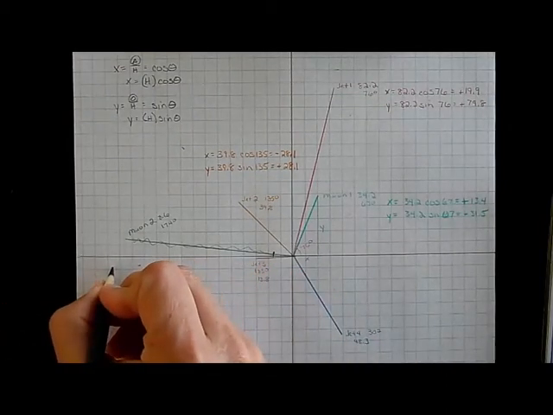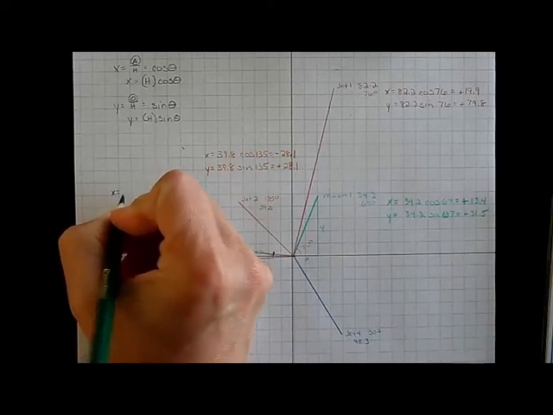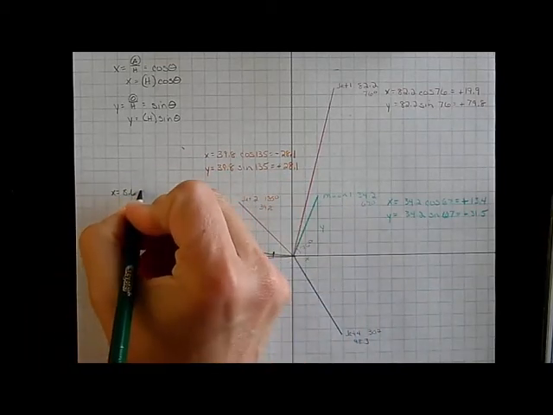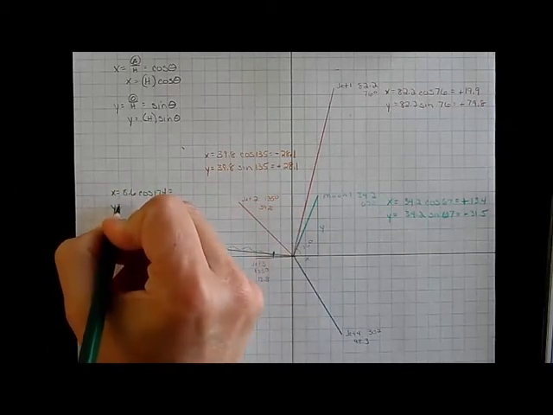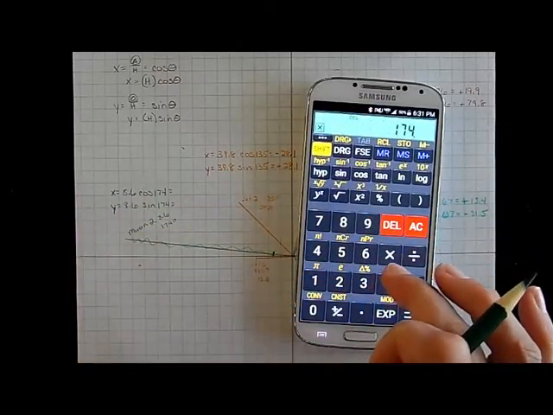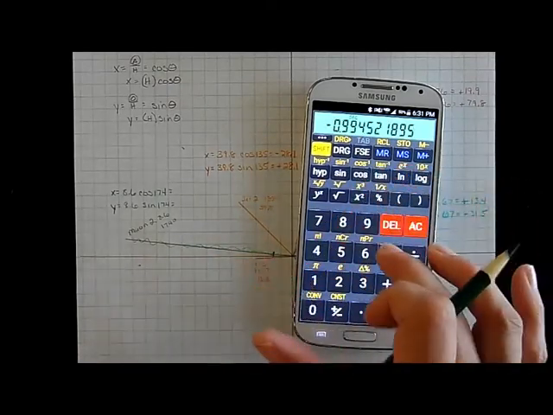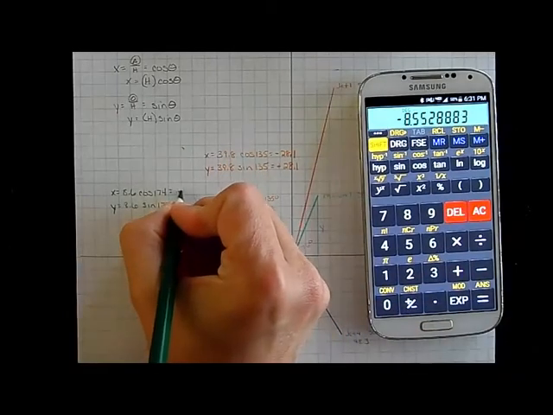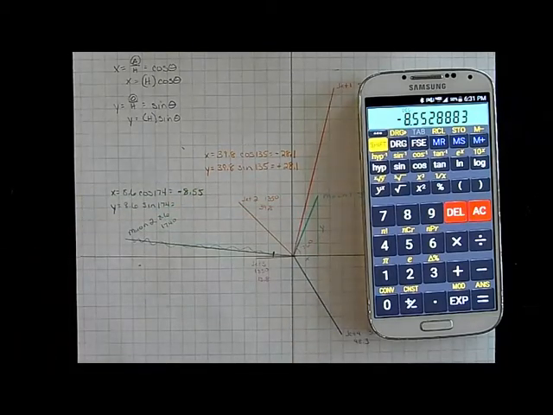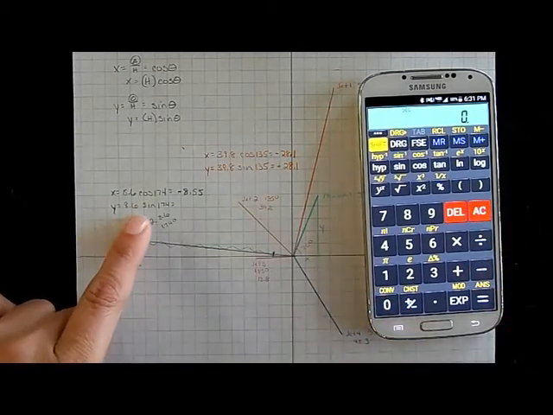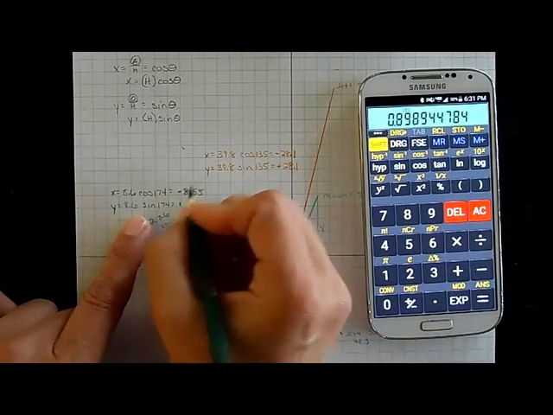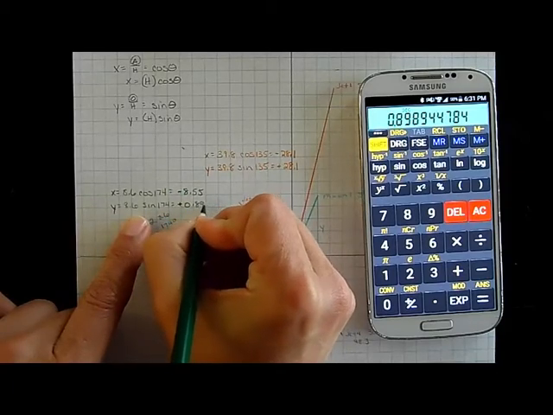Our little muon over here, we have an x. Let's see, it's 8.6 times the cosine of 174. And our y is 8.6 times the sine of 174. So we have negative 8.55. And then we have 174 sine times 8.6, and we have a positive little tiny number here, 0.899.